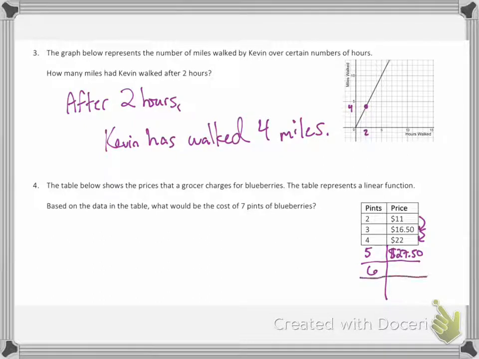Let's say I get 6 pints of blueberries. Again, I'm going to add another $5.50 to it. It'd be $33. A 7th pint would be adding another $5.50. That would give me $38.50 as the overall cost. So you can just count up by 5.5 added each time until you've got 7 pints, and you can figure out the cost. That's one way to do it. So we can say the cost of those 7 pints is $38.50.